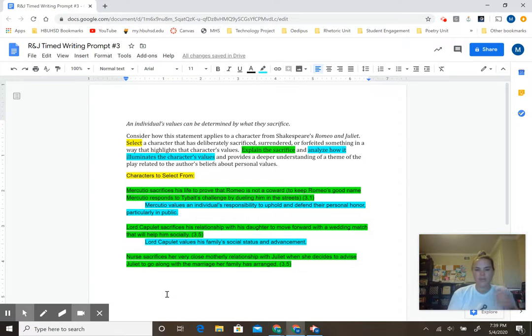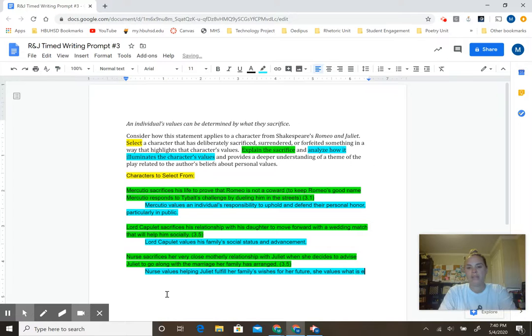And then the nurse sacrifices her very close relationship. Okay, so the nurse values helping Juliet fulfill her family's wishes for her future. She values what is easiest for Juliet with the least amount of conflict with her family.